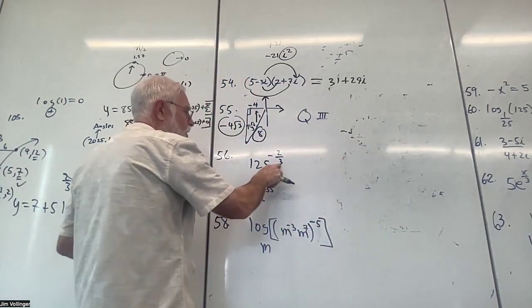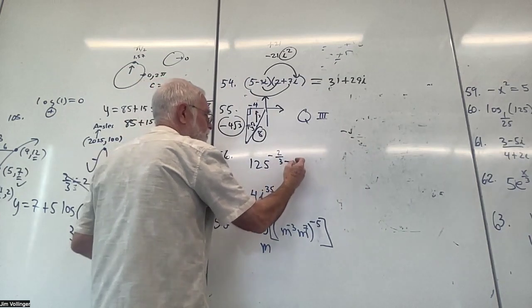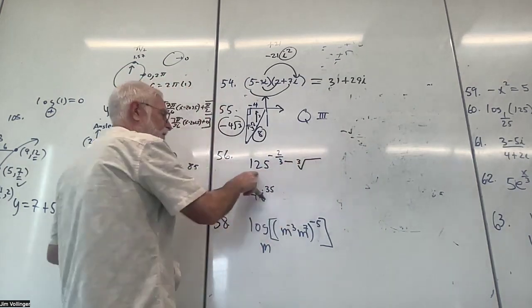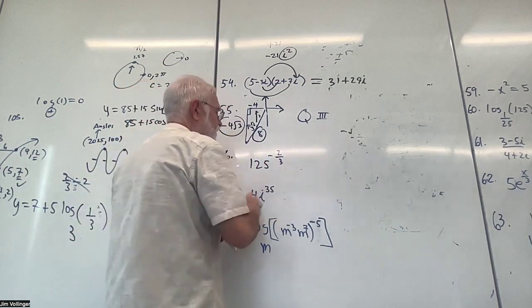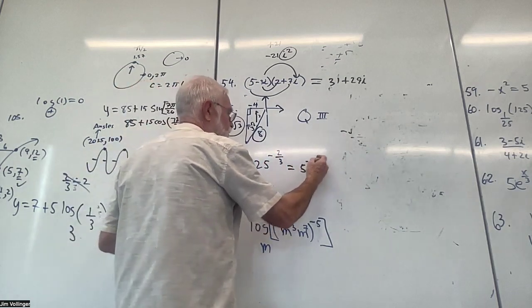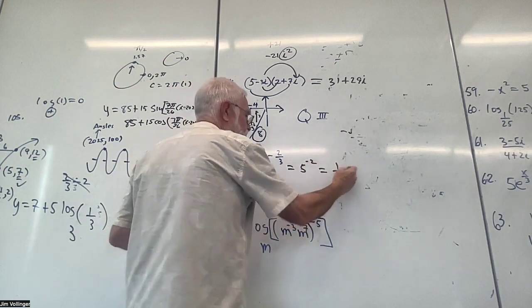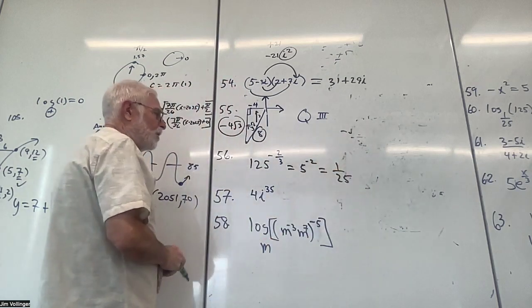Okay, so we want to know that that means cube root. Now I know what the cube root of 125 is. It's 5. And I know what 5 to the negative 2 is. And I think you do too. I hope everybody's writing that. I'm assuming most people will.